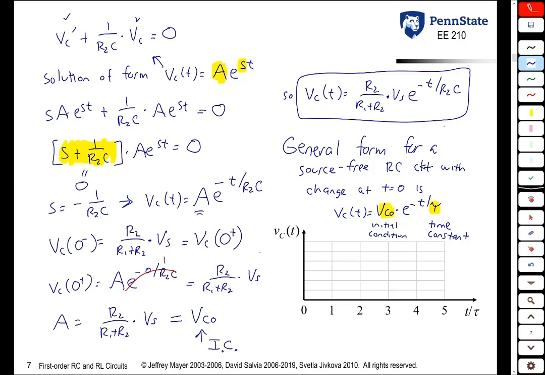So we're going to have a situation where we have DC steady state up to here with some value Vc naught. At time 0, when we're removing the source from the circuit, all the energy that is left in the capacitor is going to get discharged through whatever resistors are present in the circuit, and we're going to get this exponential decay.